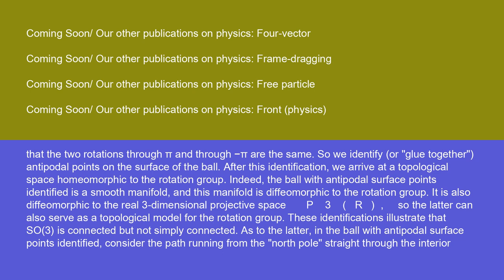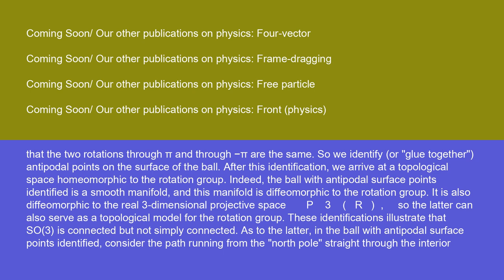After this identification, we arrive at a topological space homeomorphic to the rotation group. Indeed, the ball with antipodal surface points identified is a smooth manifold, and this manifold is diffeomorphic to the rotation group. It is also diffeomorphic to the real three-dimensional projective space P3(R), so the latter can also serve as a topological model for the rotation group. These identifications illustrate that SO(3) is connected but not simply connected.